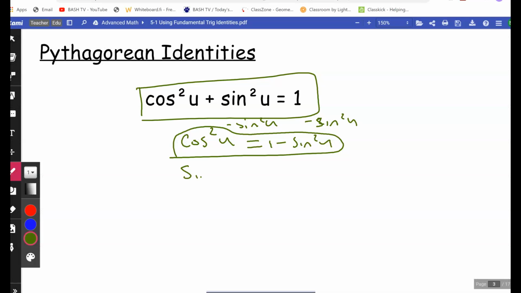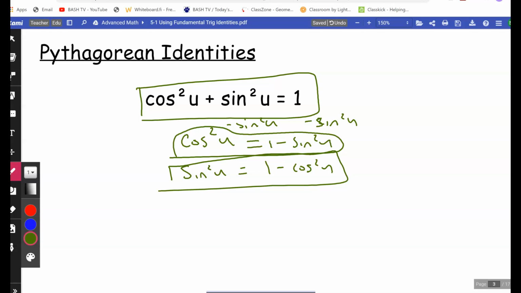Conversely, we could solve for sine squared, and we get 1 minus cosine squared. So that's another variation. Really, you don't need any of the steps written down. You just need these things that I'm boxing or circling. Those are the variations that we need. So those three are pretty important. We're going to use them often, probably the last two more than the first.